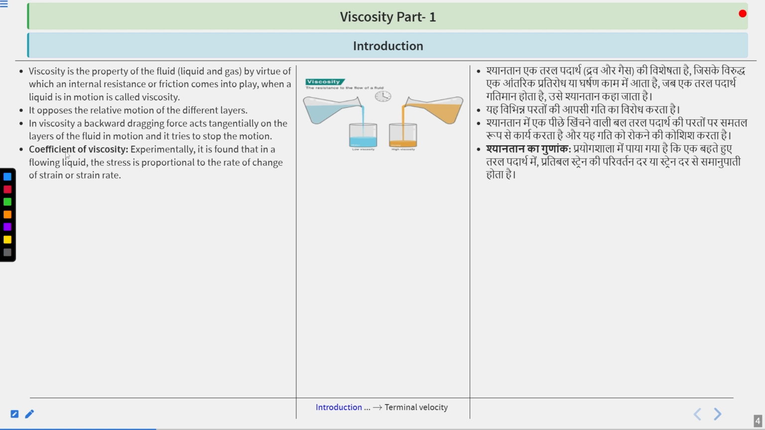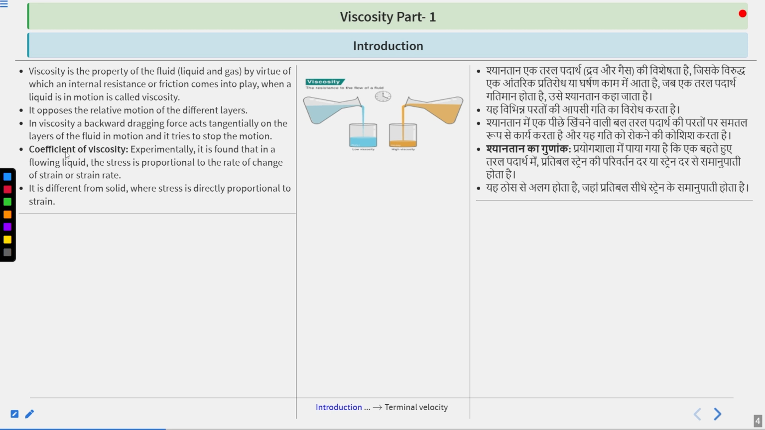Experimentally, it is found that in a flowing liquid, the stress is proportional to the rate of change of strain, or strain rate. It is different from a solid, where stress is directly proportional to strain. In viscosity, stress is proportional not to the strain itself but to the rate of change of strain. At the rate at which the strain is changing, the stress will be proportional to it. While in a solid, the stress is directly proportional to strain, not to the rate of change of strain. Got it?